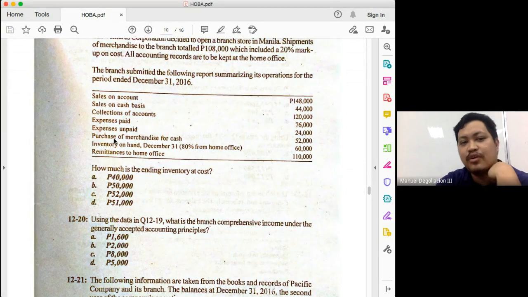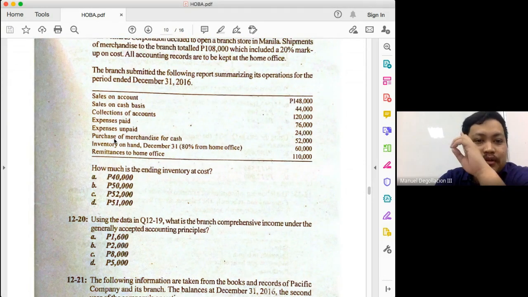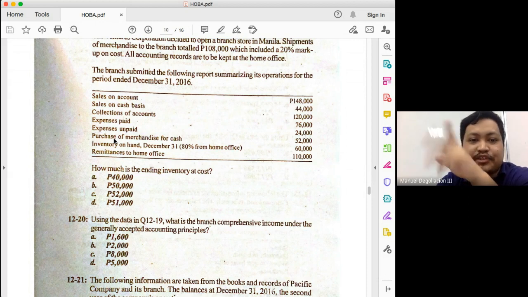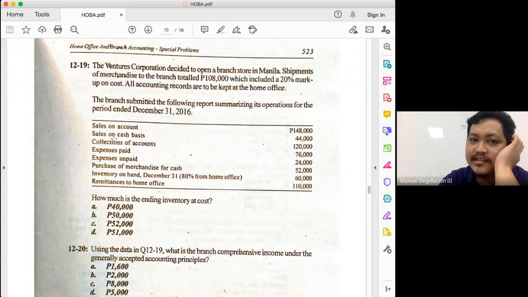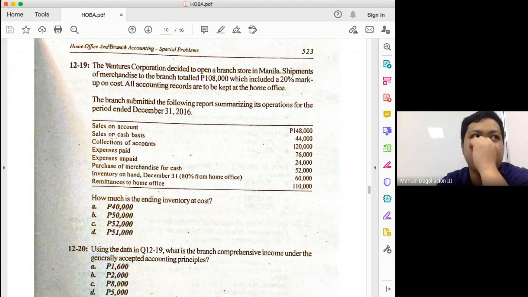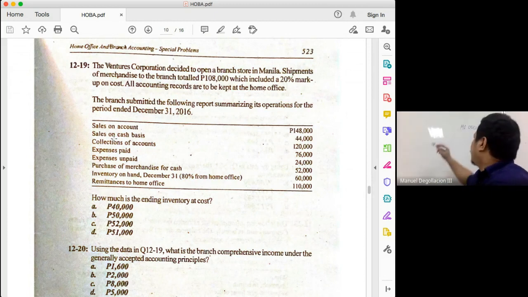And how do we solve for cost of goods sold? Beginning inventory plus shipments from home office plus purchases. Don't forget purchases and deduct your ending inventory. Do we have beginning inventory? No, because first sentence, class, decided to open a branch, meaning this would be the first year of operation. The beginning inventory is 0.